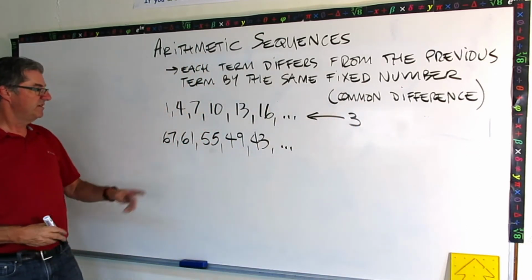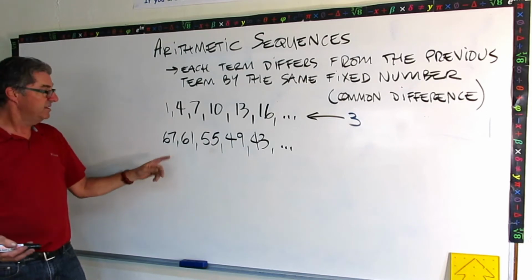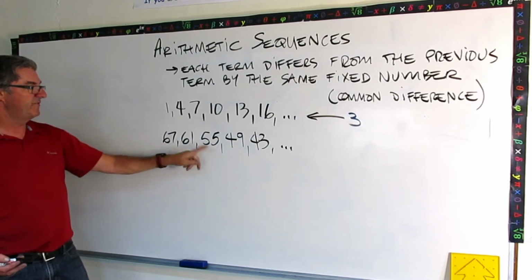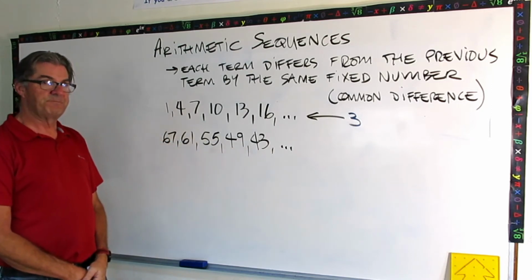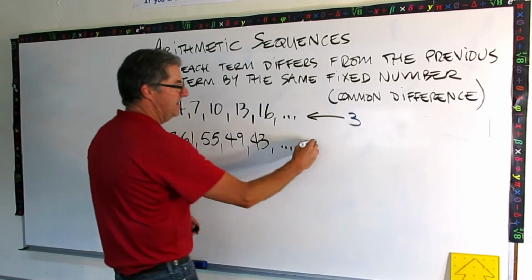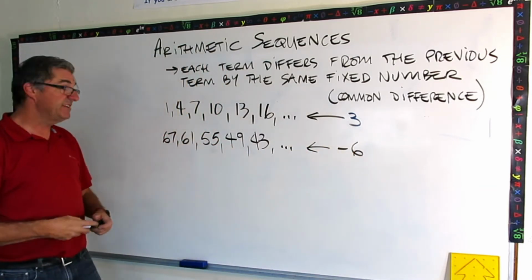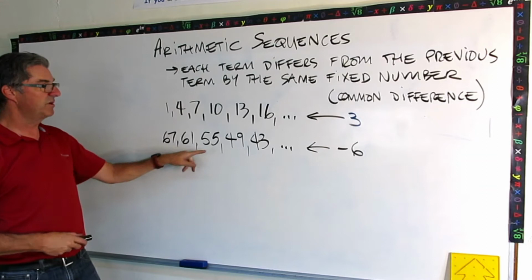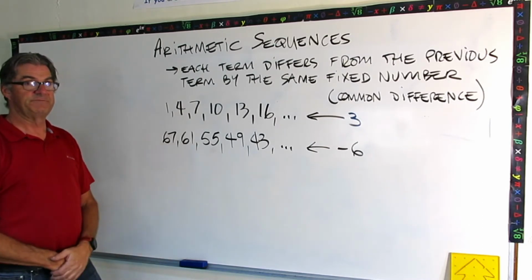Now check this one out. This sequence goes down. It's a counting down type sequence, still arithmetic. So we go from 67 to 61 to 55, 49, 43, and so on. What's the common difference from this one? Check it out. The common difference is negative 6. So we're subtracting 6 from each term to get the next one. So in this case, we have a negative common difference.